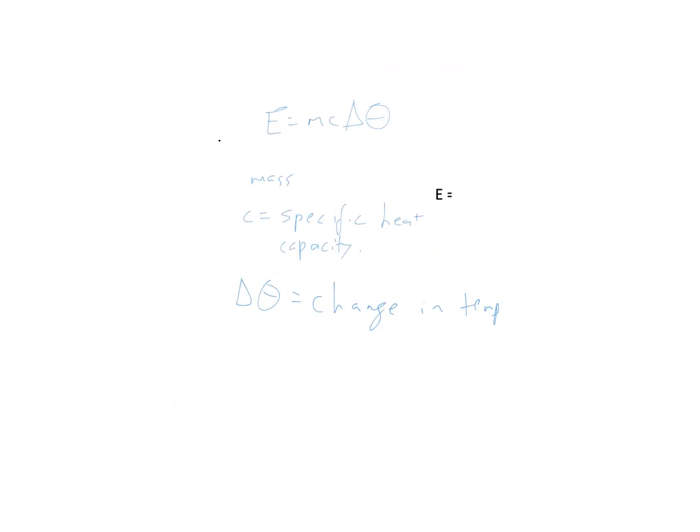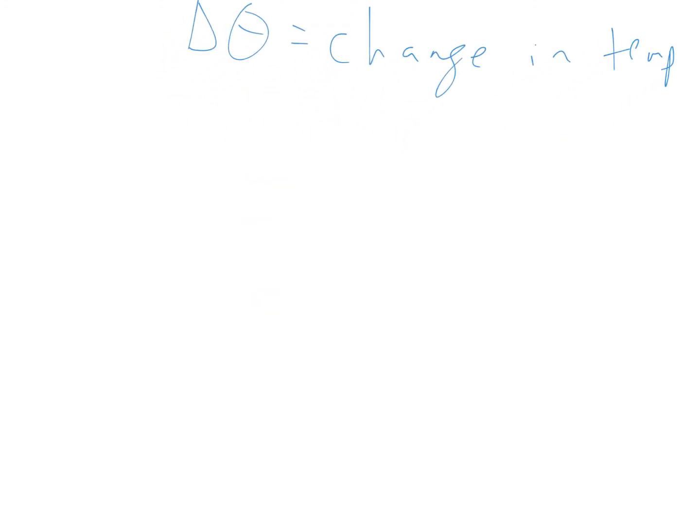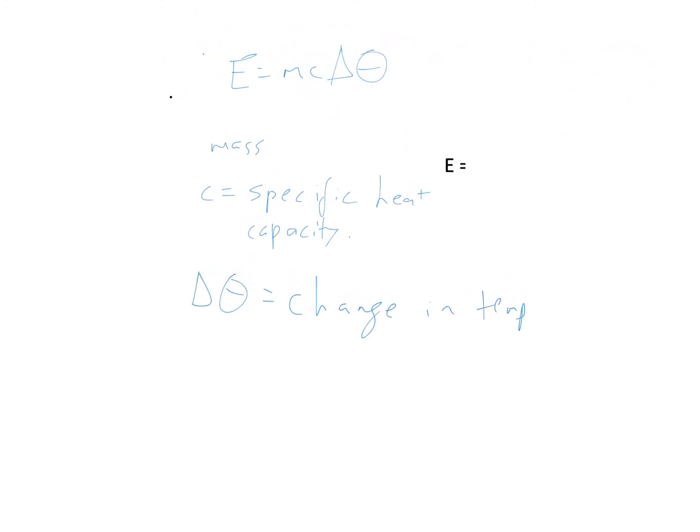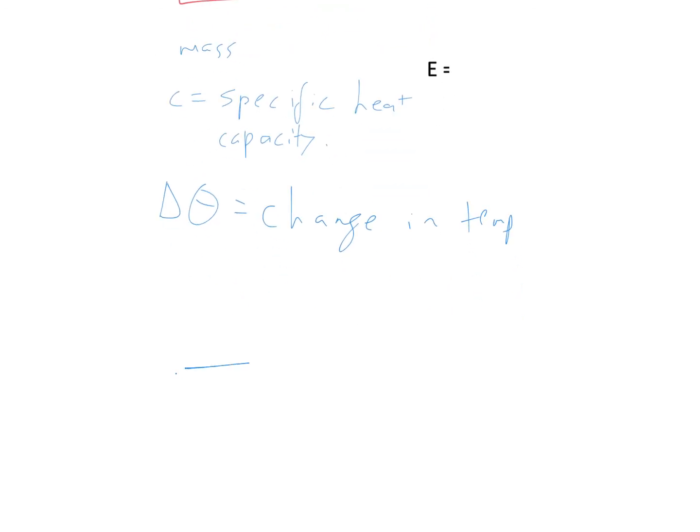Okay, now I think it was this slide that I put the calculation for the unit on. This formula is really important. It will be in your log tables, but just make sure you know what the unit is for each of these things. To get the unit for specific heat capacity, we rearrange this formula.